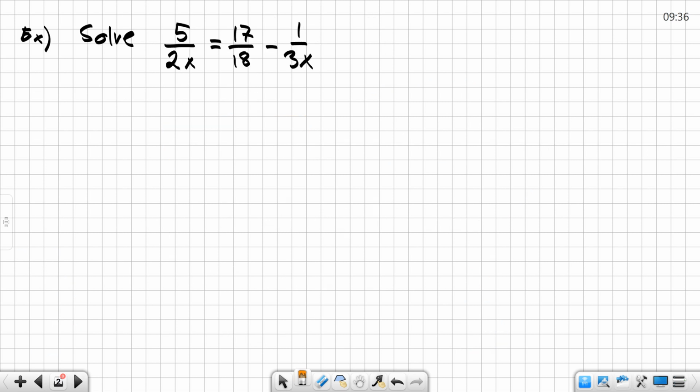So let's do an example. We want to solve this equation right here. The first thing that we're going to do, we're going to find the least common denominator between 2x, 18, and 3x. And the way to do this is, if I can factor it, I will. The top one was not factorable. This one, 18, is 2 times 9, and 9 is 3 times 3. And I still have 3x.